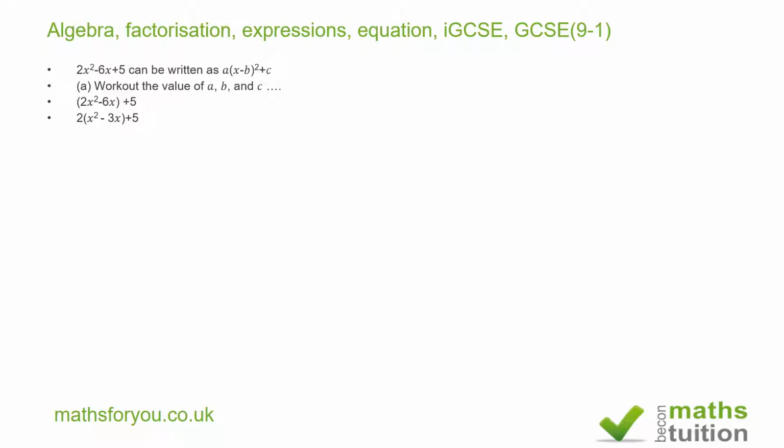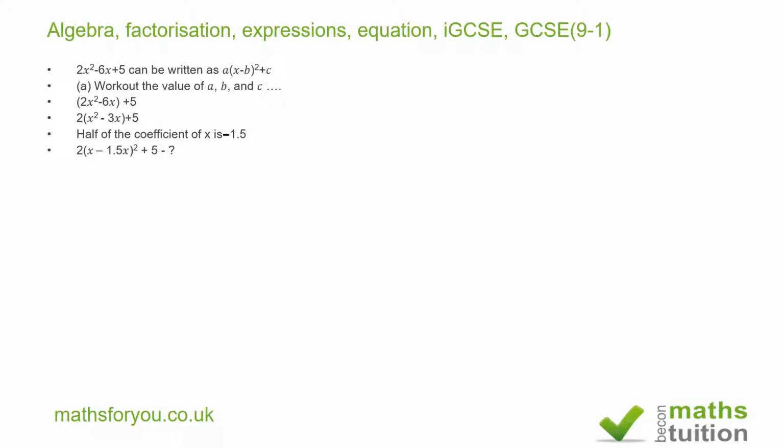Now, if we half the coefficient of x, the coefficient of x is minus 3, and half of that is minus 1.5. There should be a minus sign there. Minus 1.5. So we end up with 2 into x minus 1.5 all squared.